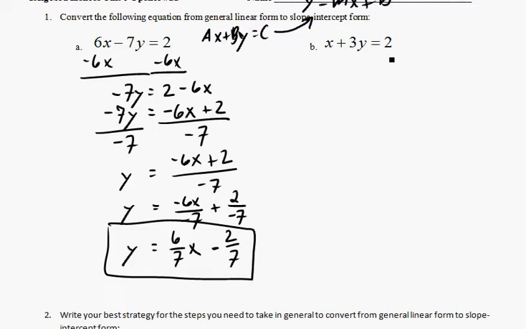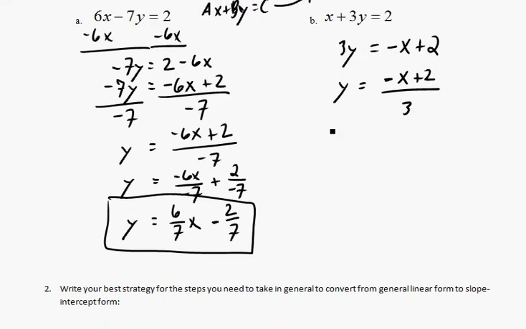Now, again, we need to isolate the y in order to put this equation in slope-intercept form. So the first thing I will do is subtract the x from both sides. And on the right side, instead of writing 2 minus x, I'm going to put the opposite of x plus 2. Now I need to divide both sides of the equation by 3 to isolate the y. And we get the opposite of x plus 2 divided by 3.